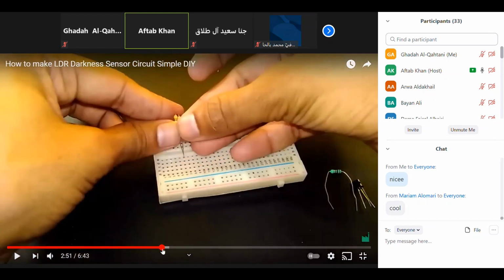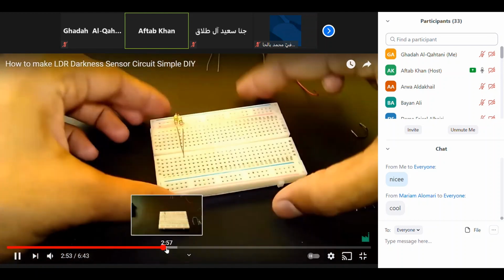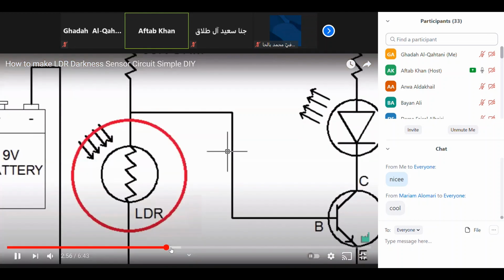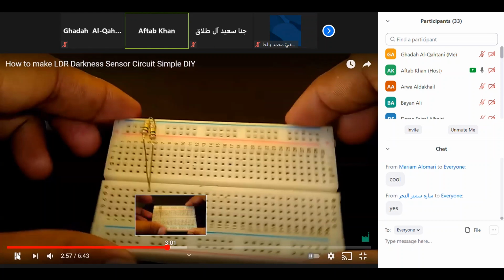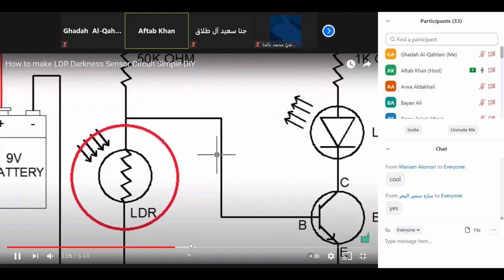It's connecting all. So I can show you quickly. And see, this is the actual circuit. Yeah, it will show the circuit diagram which you need to design here. This is the LDR connected in the circuit.